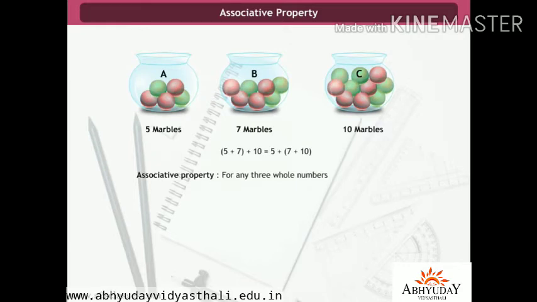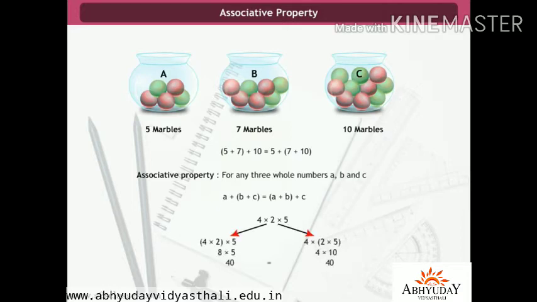That is, for any three whole numbers a, b and c, (a plus b) plus c is equal to a plus (b plus c). Now if we want to find the product of 4, 2 and 5, we can first find the product of 4 and 2 and then multiply it by 5, or first find the product of 2 and 5 and then multiply it by 4. In both the conditions, the result will be the same. This is the associative property of multiplication.